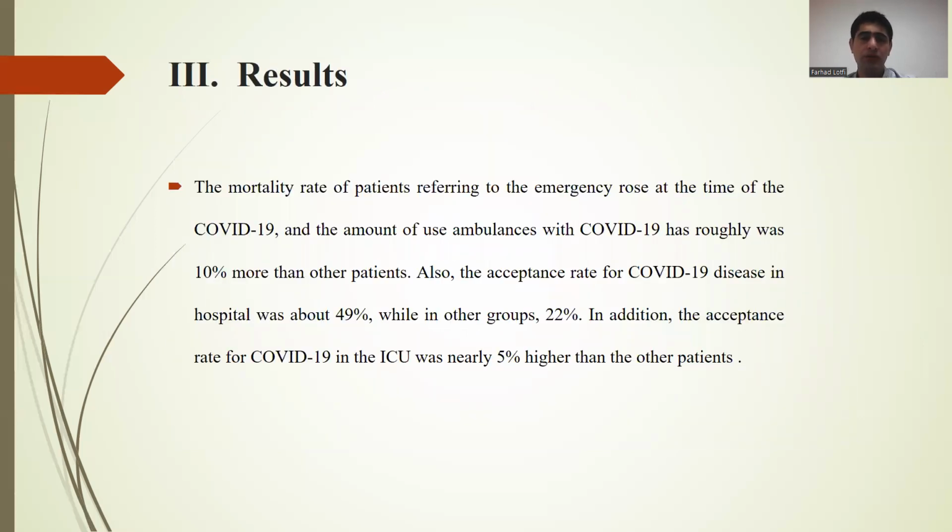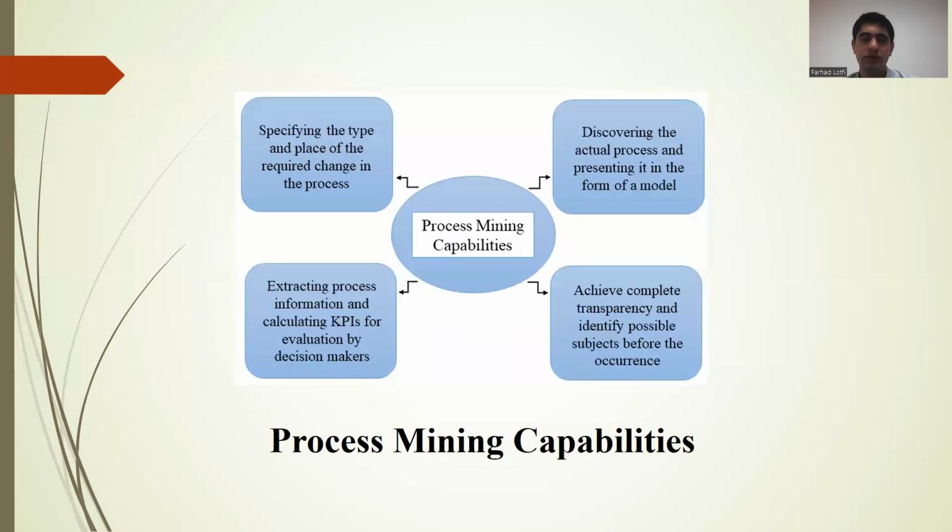And our results showed the mortality rate of patients referring to emergency calls at the time of COVID-19, and the use of ambulances by COVID-19 patients was roughly 10% more than other patients. Also, the acceptance rate for COVID-19 disease in hospital was about 49%, while in other groups, 22%. In addition, the acceptance rate for COVID-19 in ICU was nearly 5% higher than other patients.